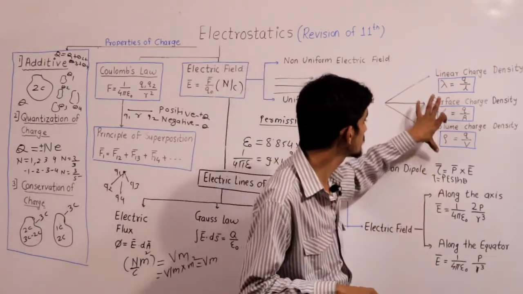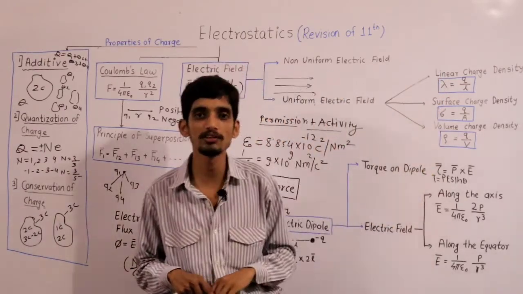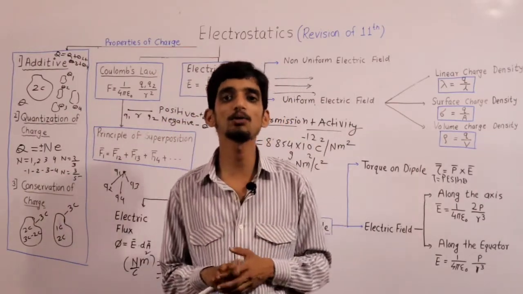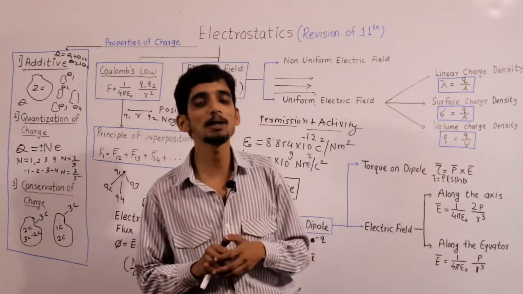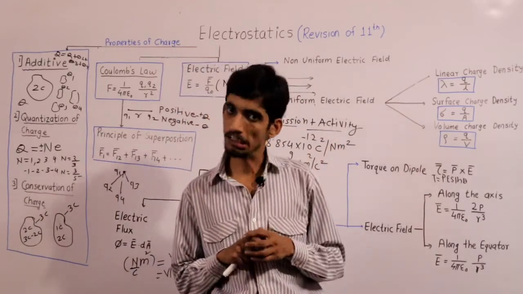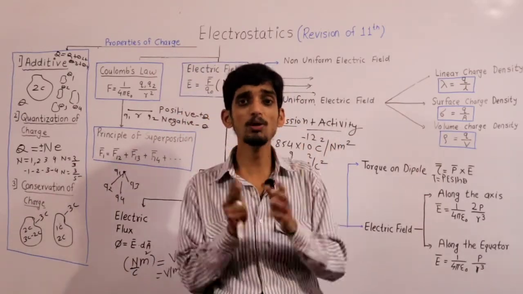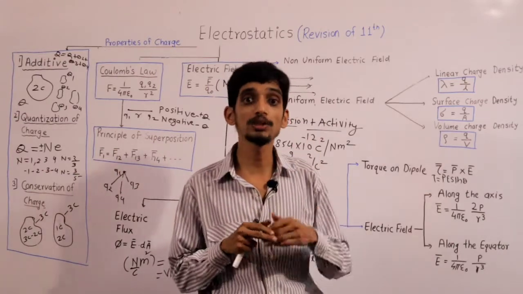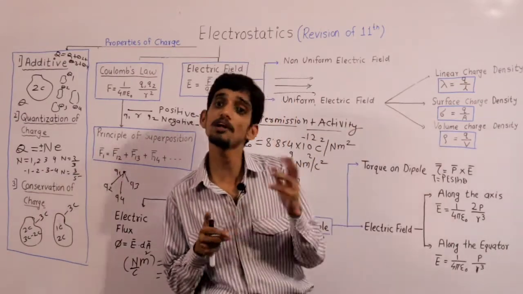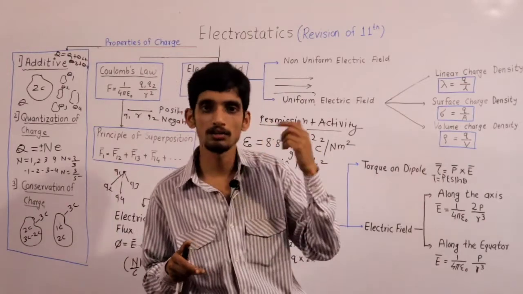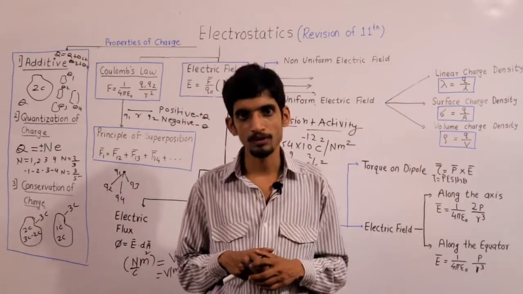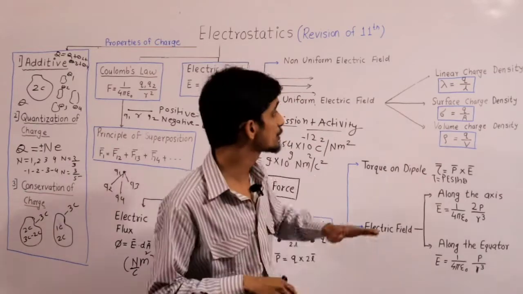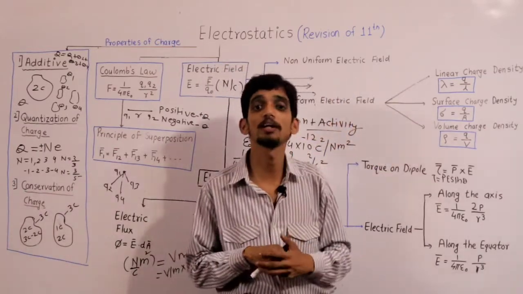So these are the three types of charge distributions that are used to calculate the total charge present on that particular structure. Clear? Because if you consider an antenna, there is a continuous charge distribution of the antenna. That time, suppose in 3D, you have to use volume charge density. Clear? So in this way these distributions are used to calculate the charge.